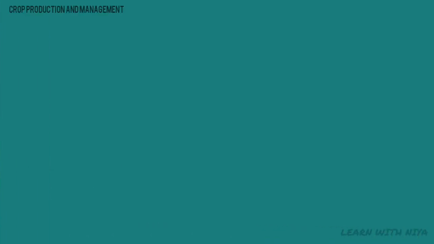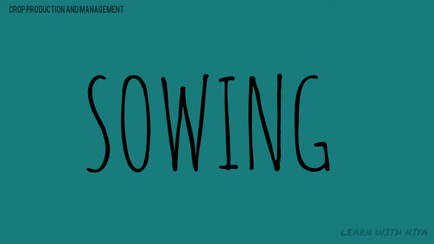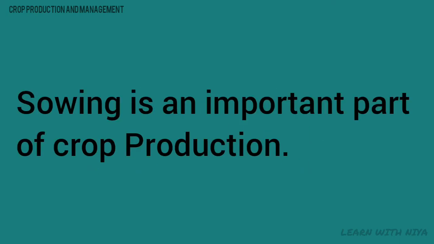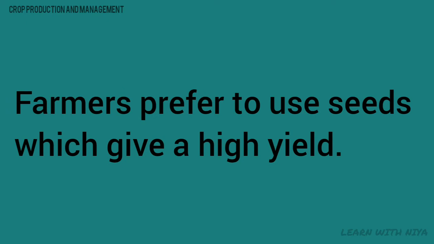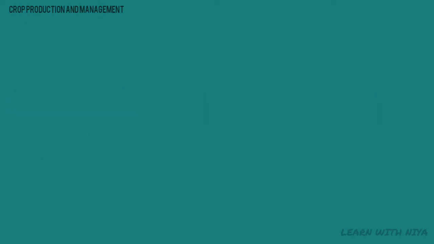Now, let us discuss sowing. Sowing is an important part of crop production. Before sowing, good quality, clean and healthy seeds of a good variety are selected. Farmers prefer to use seeds which give high yield.